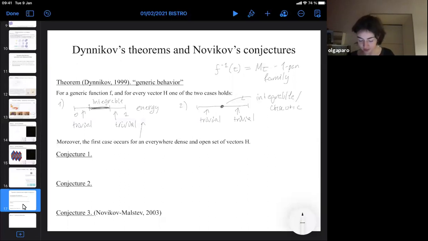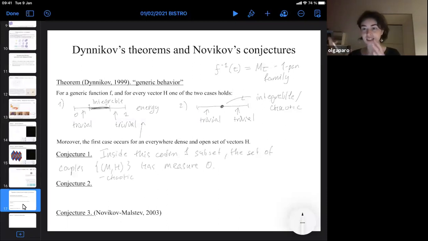The first conjecture, the weakest one, but still open in full generality, is to say that inside this codimension 1 subset, the set of couples surface and vector for which the behavior is chaotic has measure 0. This is the conjecture when we can change the surface and can change the vector. But for physical applications, we want to fix a surface.